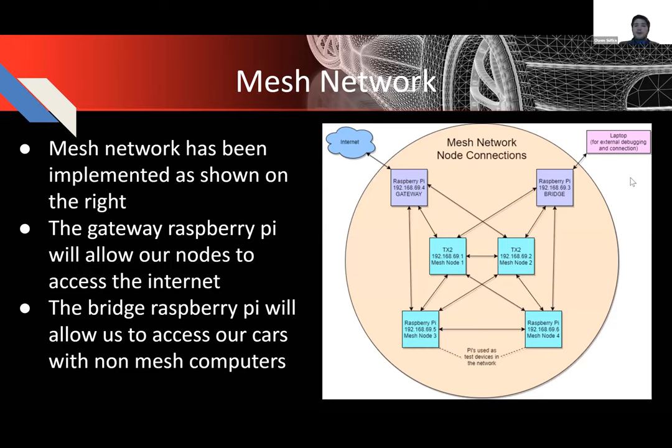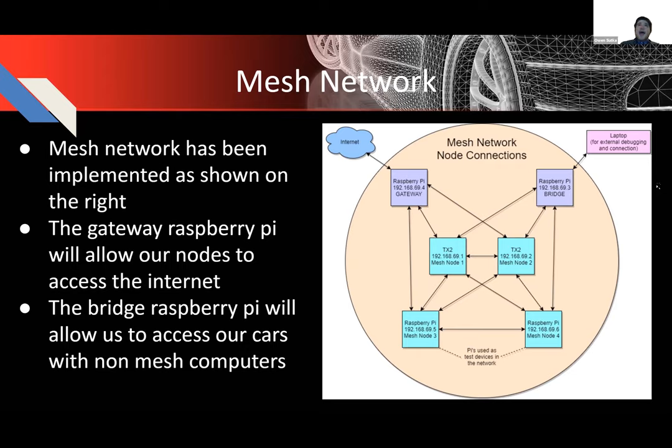Now for the mesh network. This was implemented based off of some tutorials we saw online for the 802.11s protocols, the IEEE protocols. Basically, we have a Raspberry Pi in the top left here that's purple. That one is treated as a gateway to the internet, so that way we can download any kind of files or libraries we might need for the TX2s. This then can connect through the mesh network to any TX2s or Raspberry Pis we have on the network. And this includes a bridge, which allowed us to actually access it through this bridge.